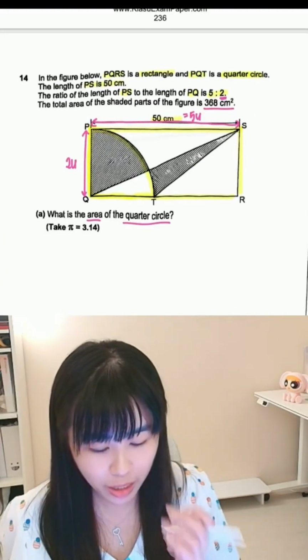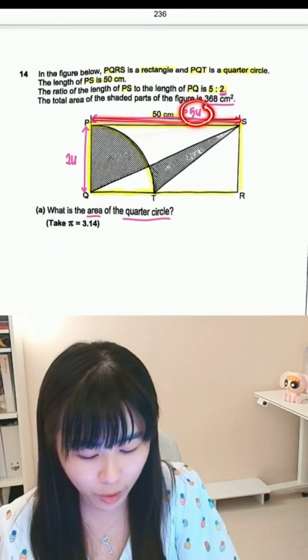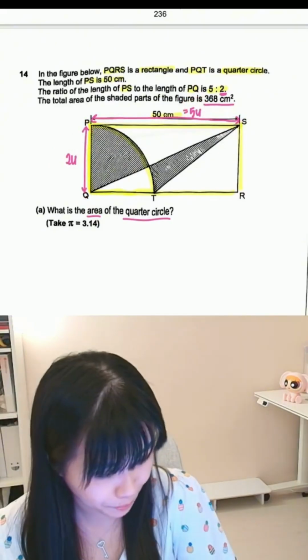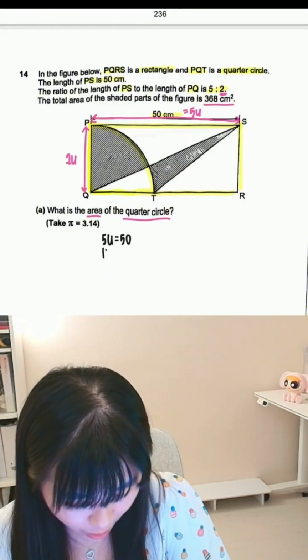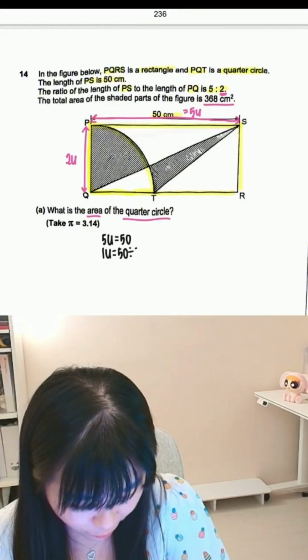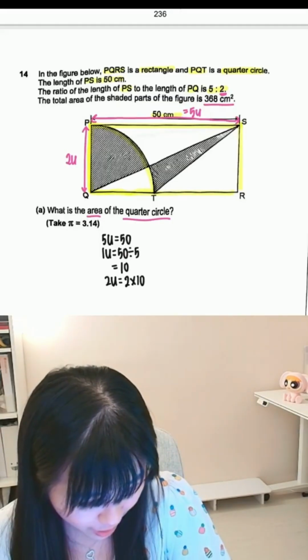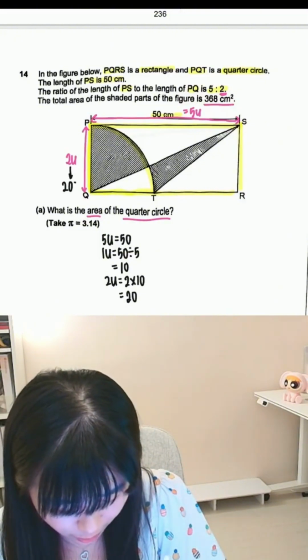Okay, so actually the first part, the clue is quite simple. If they say this length is 5 units, we can use it to find 2 units here, right? So this part we do a bit faster. 5 units is 50. 1 unit will be 50 divided by 5, which is 10. So 2 units will be 2 times 10, which will give you 20. So this one is 20 cm.